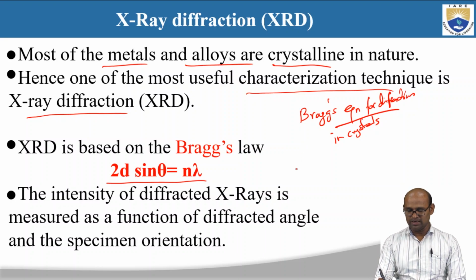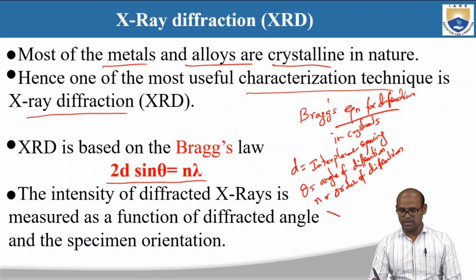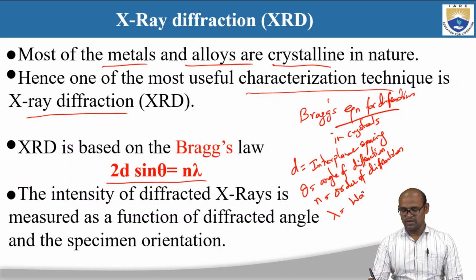Where d in this equation is the interplanar spacing, theta is the angle of diffraction, n is the order of diffraction, and lambda is the wavelength of the incident light.